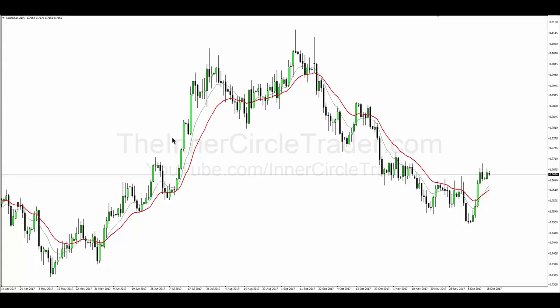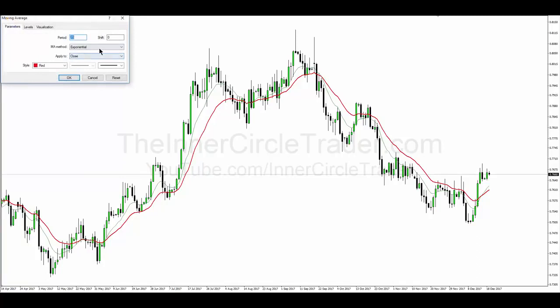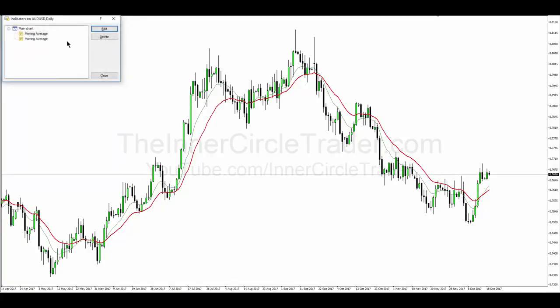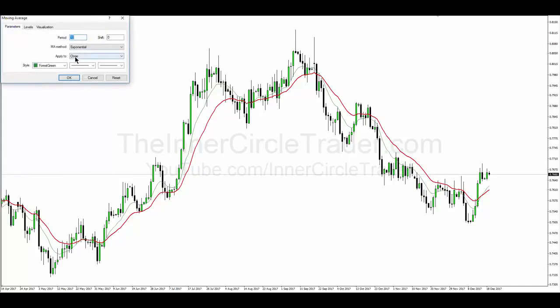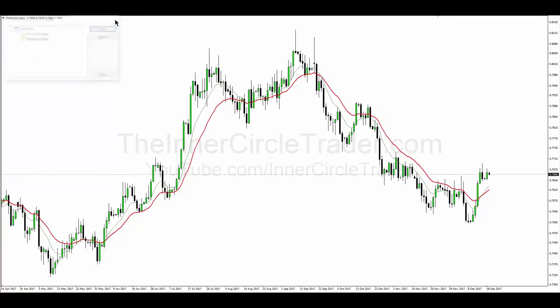I'll let you see what these settings are, so that way you guys can relax and know what they are. It's an exponential moving average, 20 period on the close, and the other one is a 10 period exponential on the close. So that way you have everything that's on my chart now.